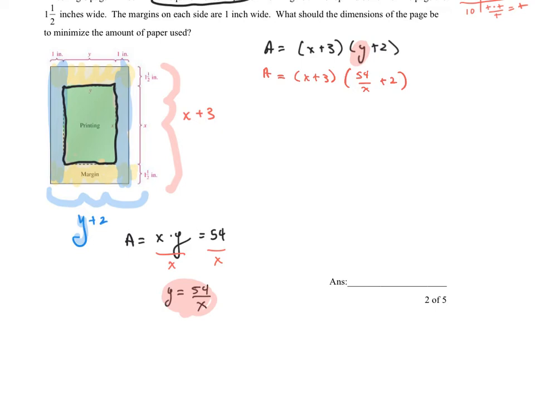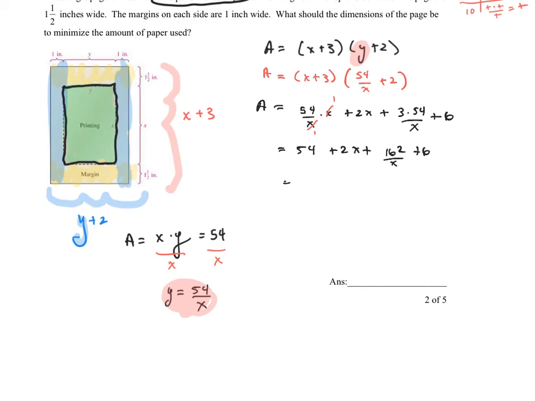Let's go ahead and distribute everything out and see what we get. I would have 54 over x times x, I'm foiling it out, plus 2x, plus 3 times 54 over x, plus 6. Let's go ahead and simplify that. Looks like in the first term my x's are going to simplify. In the next term I could do 3 times 54. 3 times 54 is 162. So let's see what we end up having here. So I have 54 plus 2x plus 162 over x plus 6.